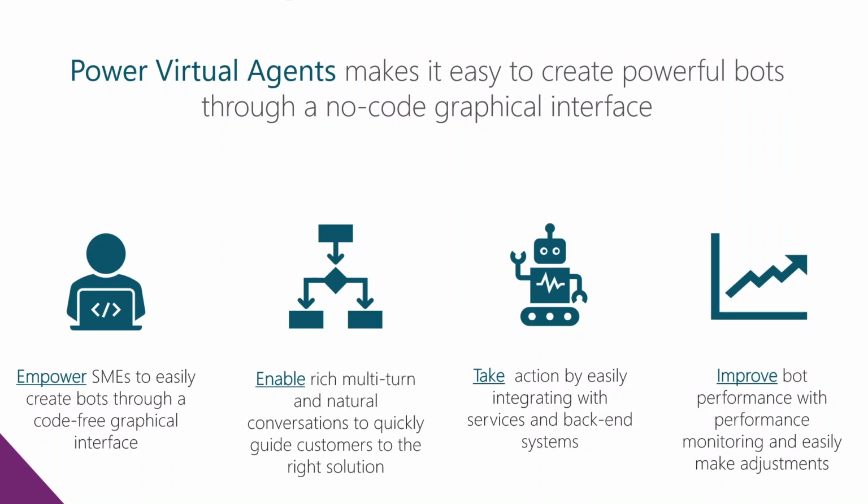It enables natural conversations quickly, multi-turn using NLP, and you can integrate with things like Power Automate, which we're going to do in this example, so you can extend what the bot can actually do. And then there are ways to monitor the performance of the bot and make adjustments as necessary to that bot to make it perform better.